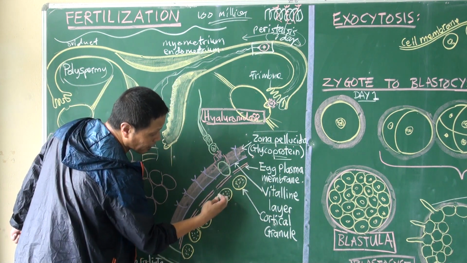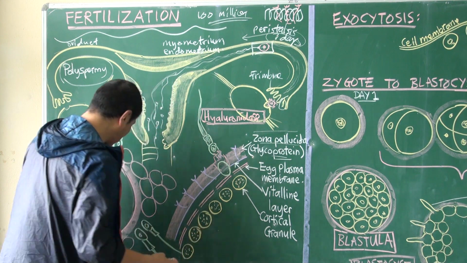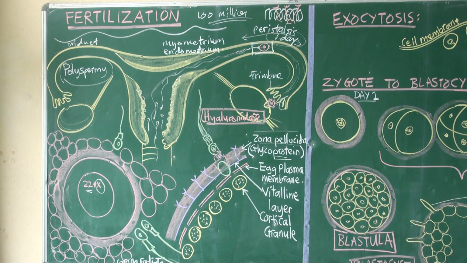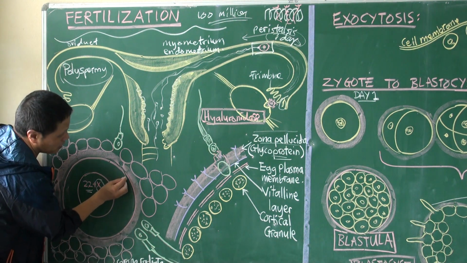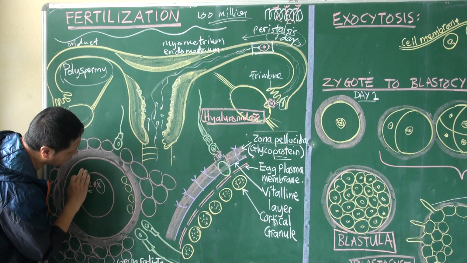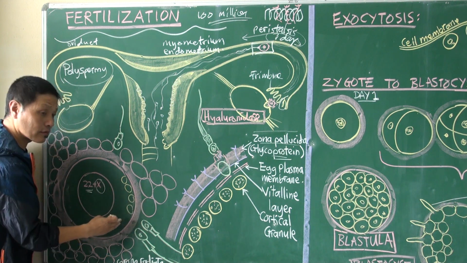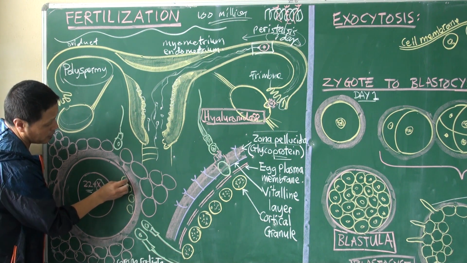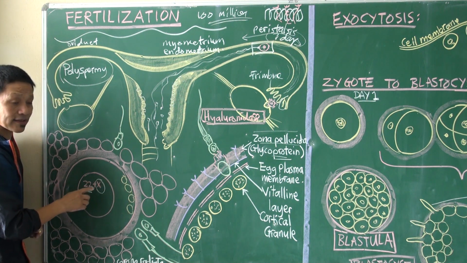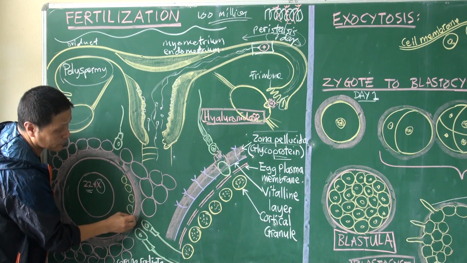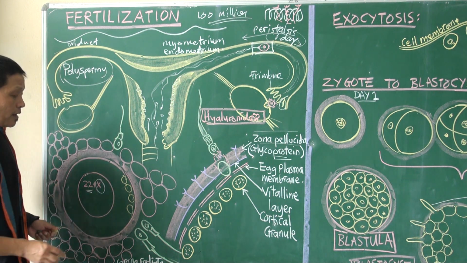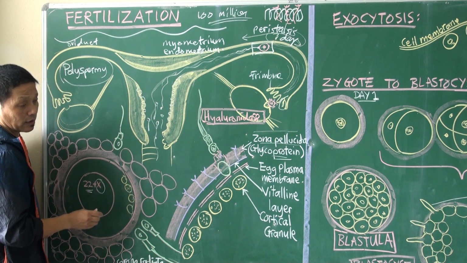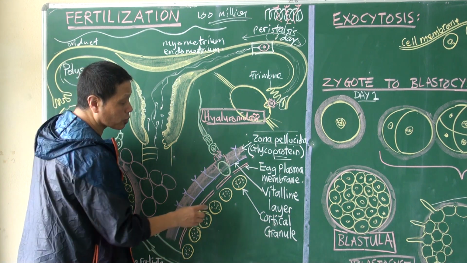Okay? Just under it, or just inside it, I'm going to draw these here. These round structures on the periphery, towards the cell membrane of the egg cell, are called your cortical granules. They contain some enzymes, and these granules have a very important role to play here.